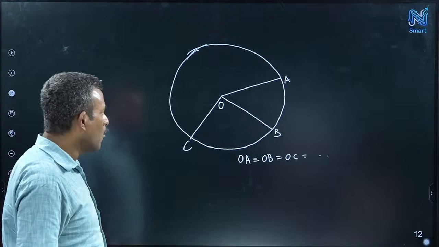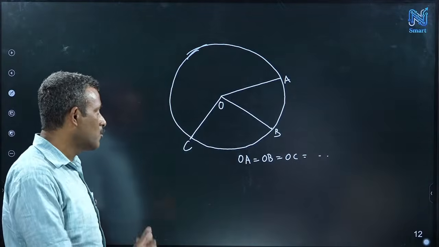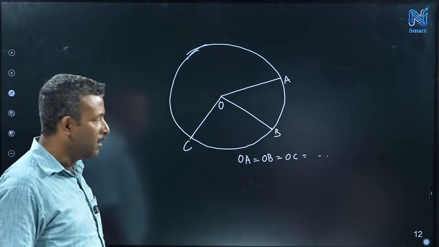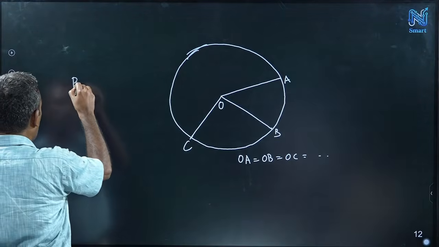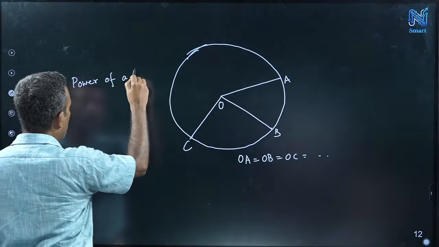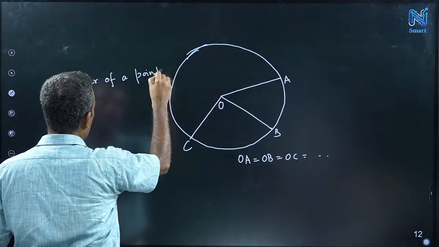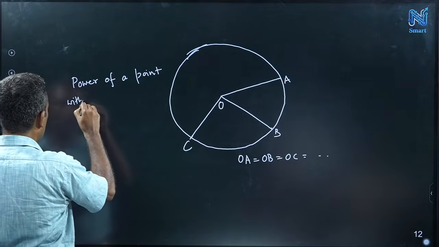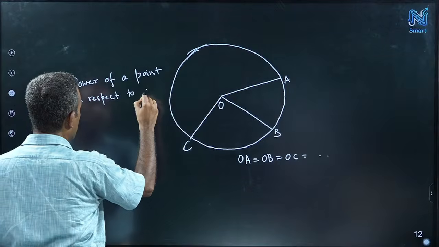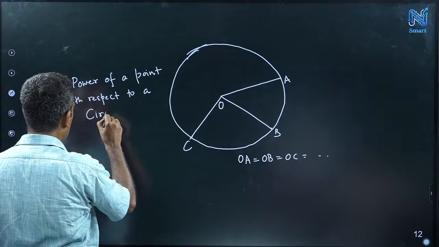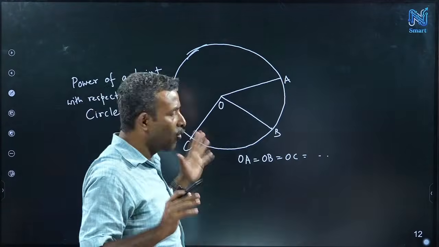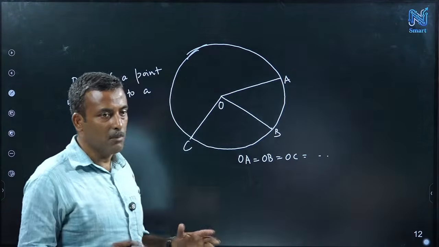Now the most important theorem, I think. There are several theorems on the circle. It's called the power of a point, the power of a point with respect to a circle. So a circle is given to us and a point is given to us, and what is the power of the point?